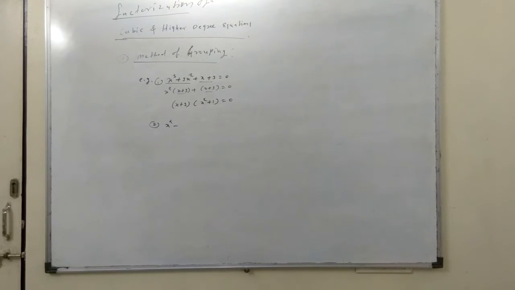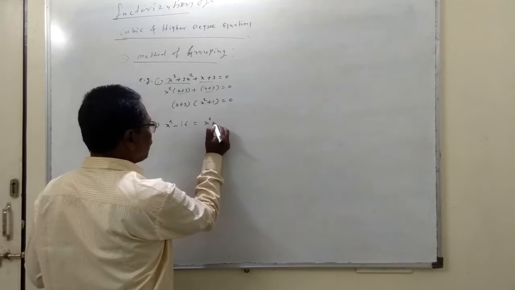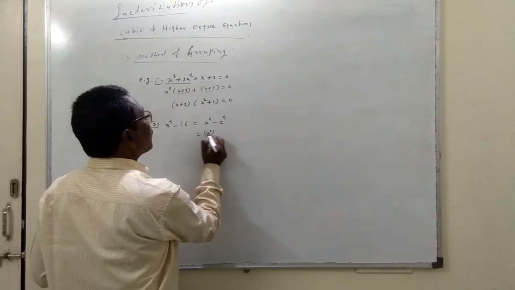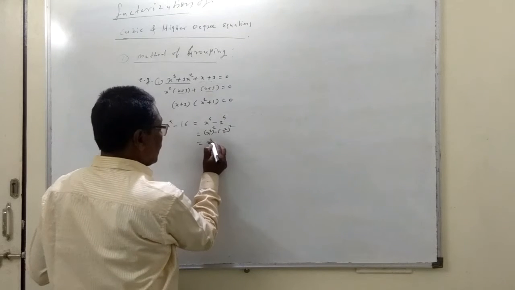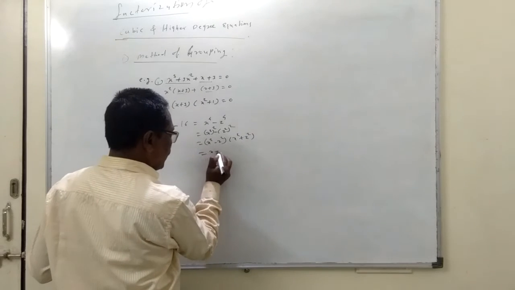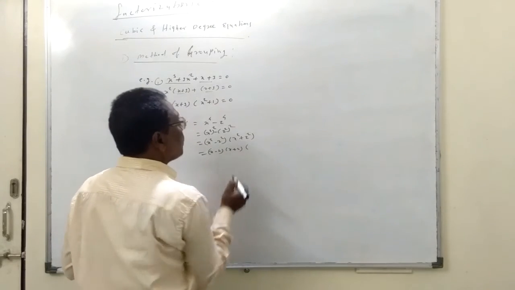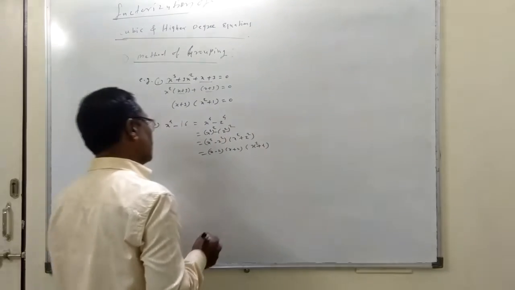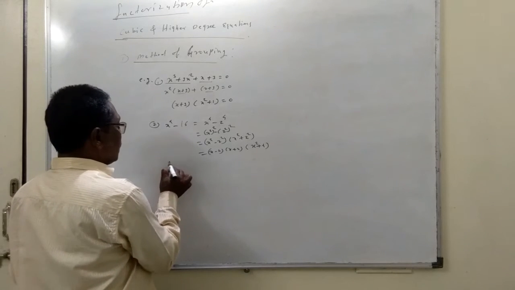x raised to 4 minus 16. Now when you want to find the factors of this, we can write x raised to 4 minus 2 raised to 4. This is nothing but the square of x squared minus the square of 2 squared. So x squared minus 2 squared and x squared plus 2 squared, that is equal to x minus 2, x plus 2. Now these are not imaginary factors, actually, so we will keep x squared plus 4 as a factor, for real factors. And the other method is we can use the formula.